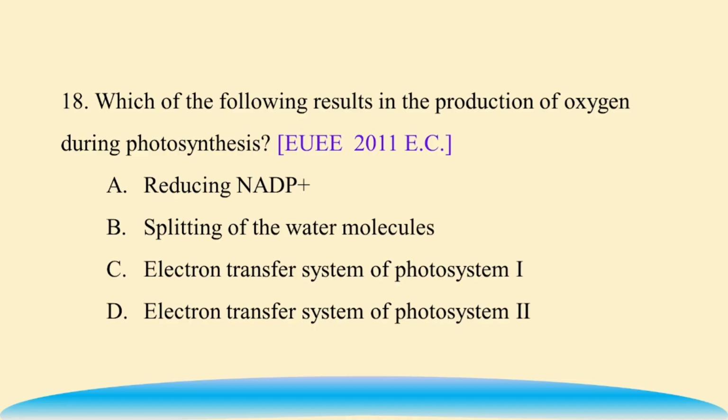Question number 18. Which of the following results in the production of oxygen during photosynthesis? A. Reducing NADP+. B. Splitting of water molecules. C. Electron transfer system of photosystem I. D. Electron transfer system of photosystem II.